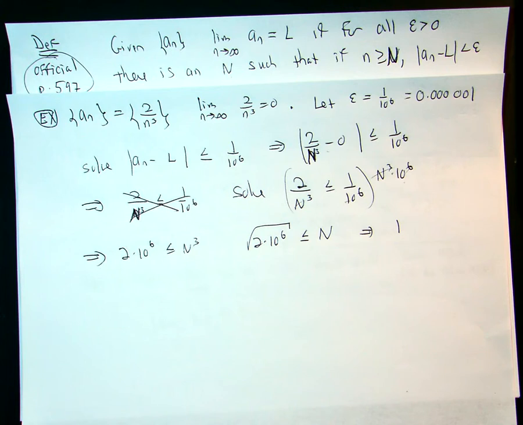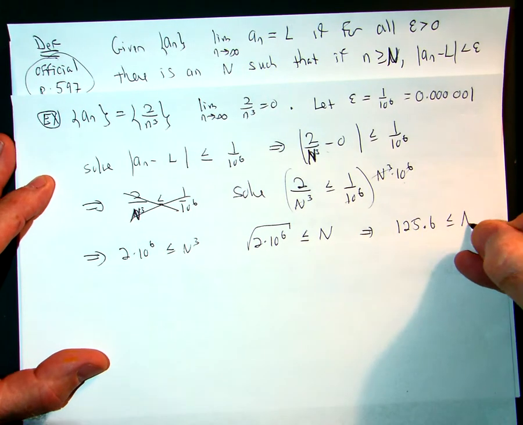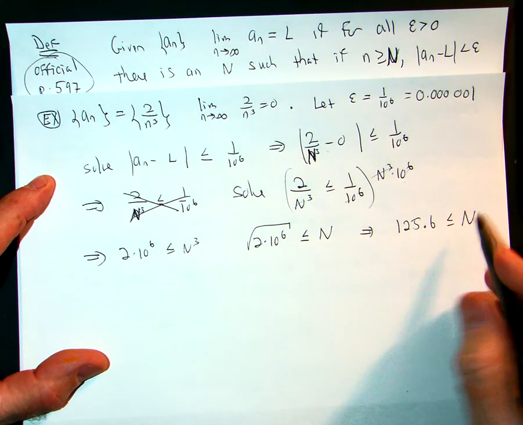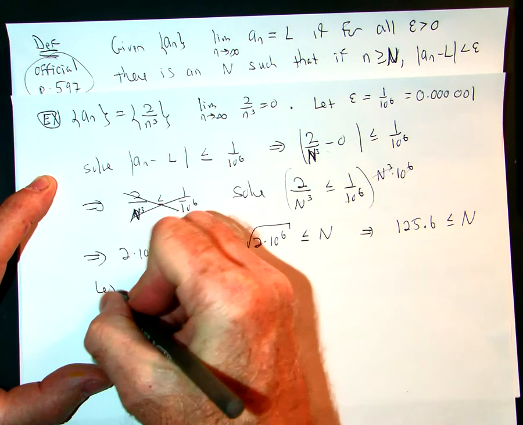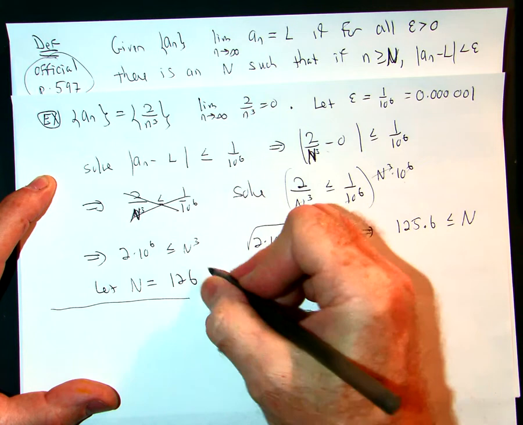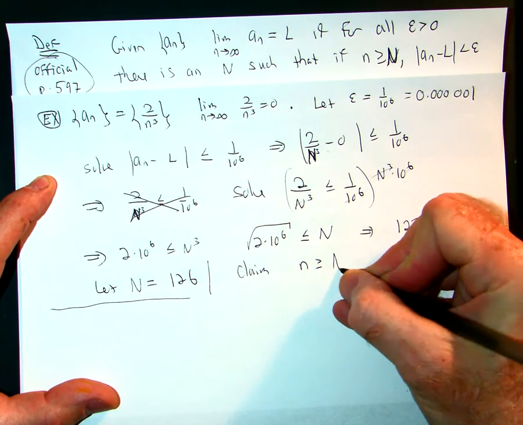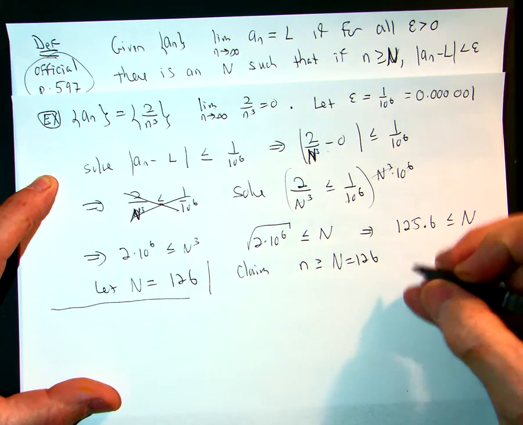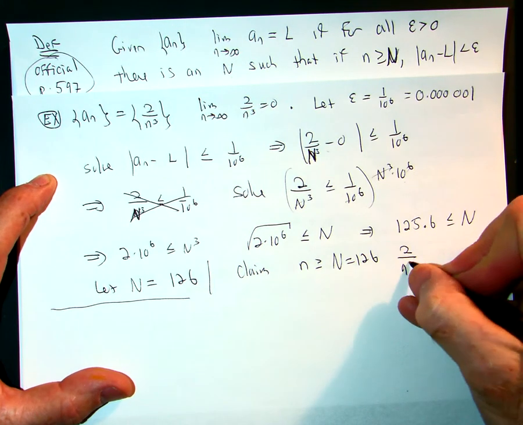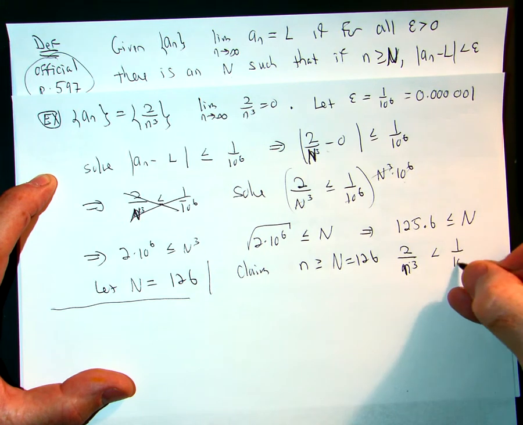Now I use my calculator, and I get 125.6 is less than N. Again, N must be a whole number according to the sequence, so I'm going to say let N be 126. So what I claim is that if n is greater than N equals 126, 2 over n cubed is going to be less than 1 over 10 to the 6.